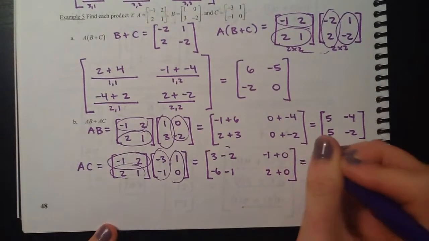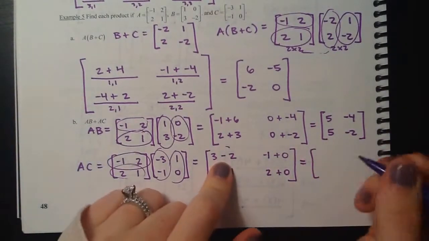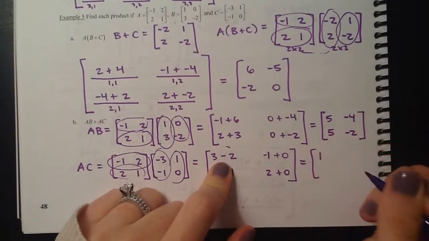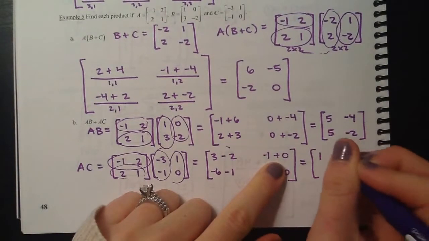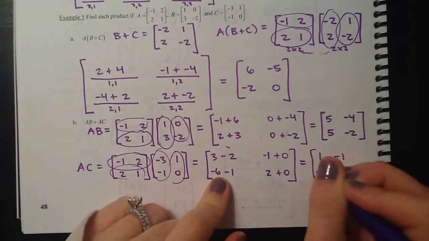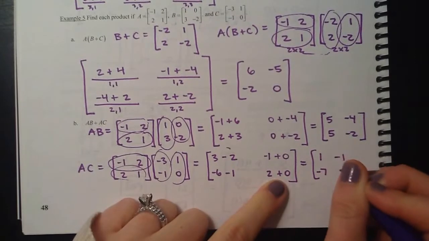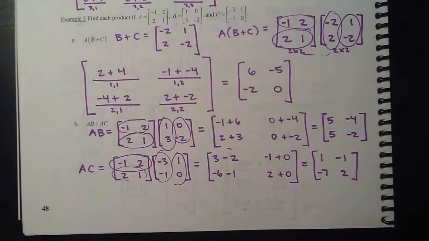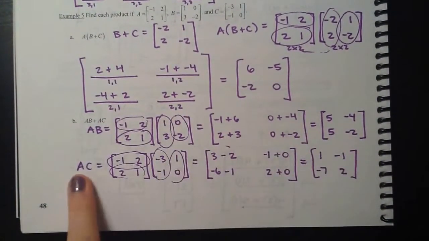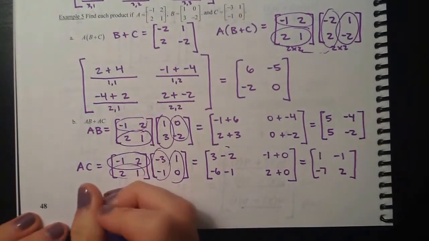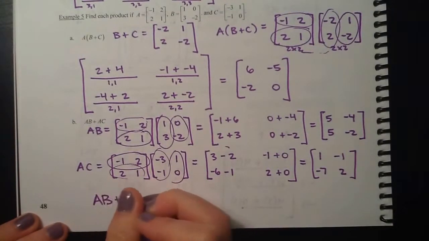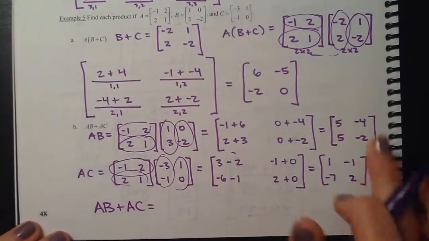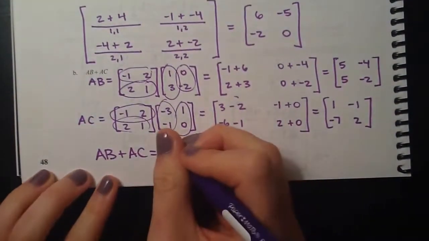Okay, so combine these up. Add each item together. 3 minus 2, negative 1 and 0, negative 6 and negative 1, and 2 and 0. Okay, so this is AB right here, this is AC right here. Now we want AB plus AC. So we're going to take the two pieces we got, add the corresponding elements together.